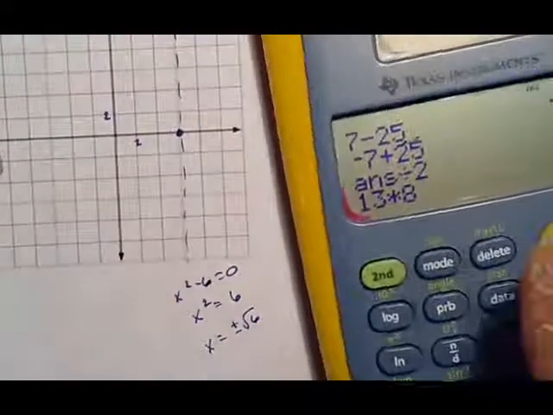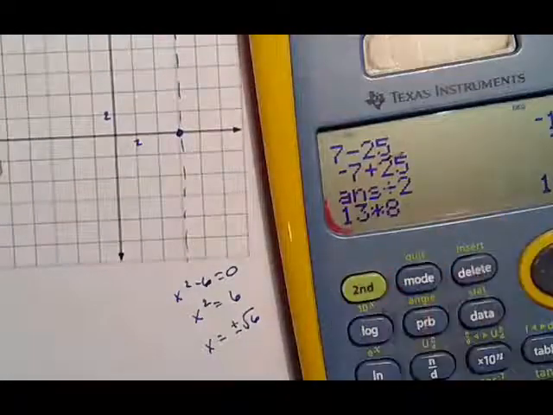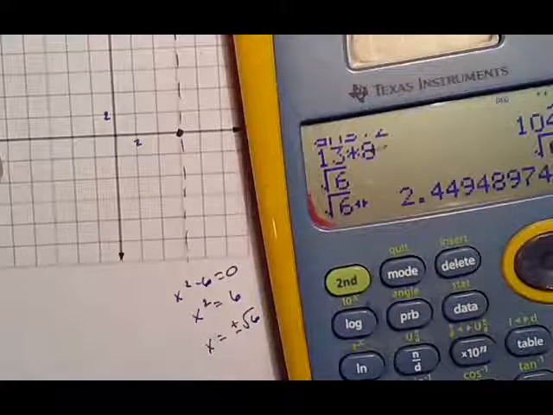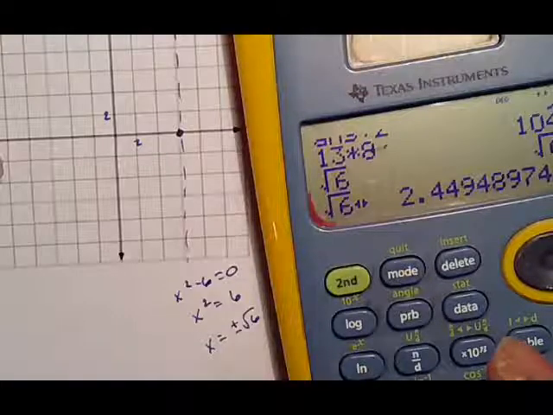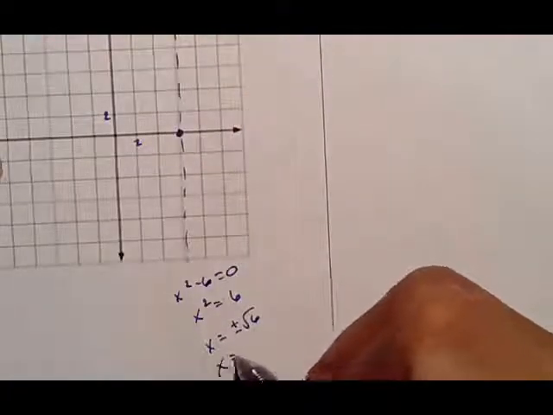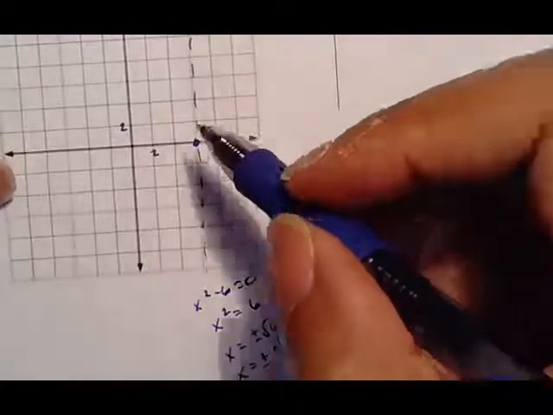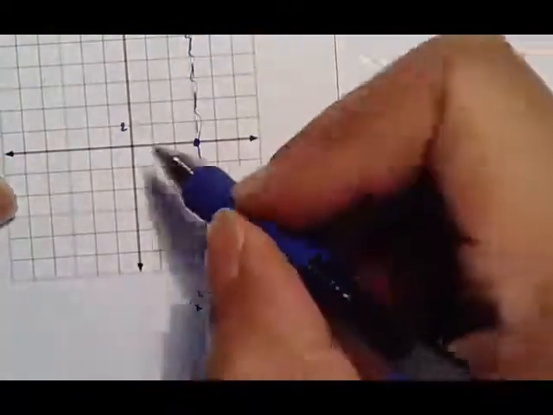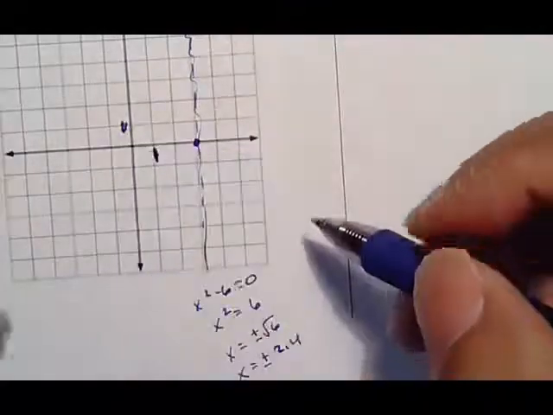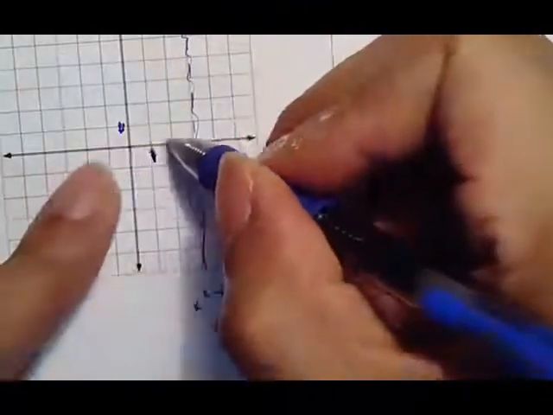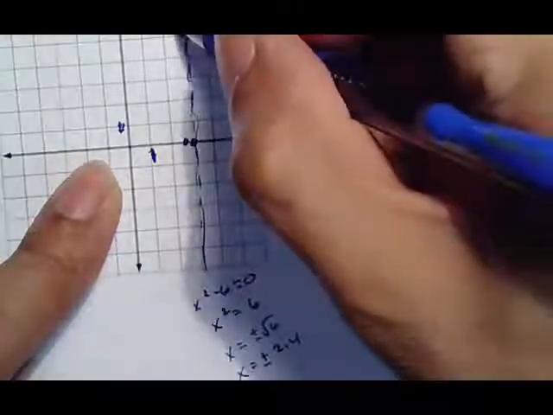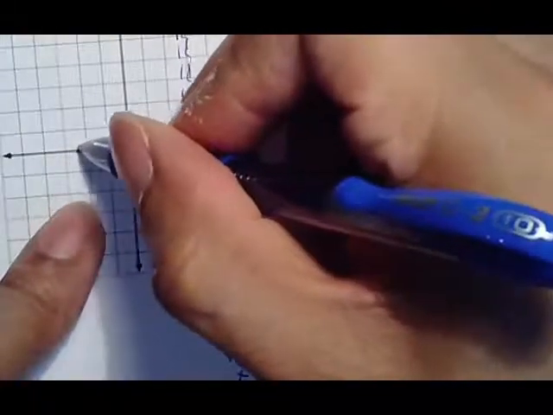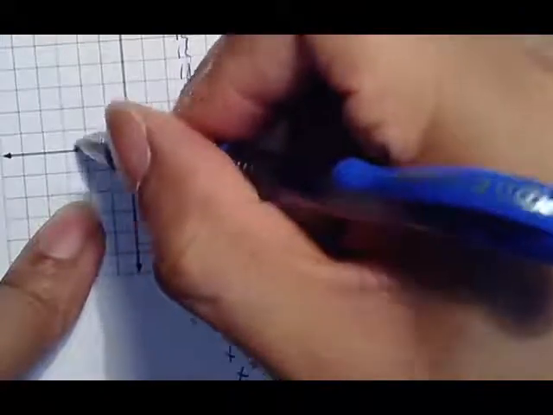So what we're going to do here is approximate square root of 6 and convert that to be, let's just say, 2.4. So forget about that mentally. Now I am going to count by ones. 2.4, again positive and negative, so 2.4 would be about here. Negative 2.4 would be about here.